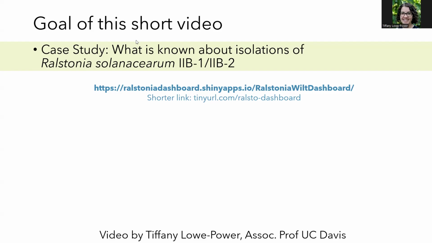This is the pandemic lineage that causes potato brown rot, and it's historically known under the name race 3 biovar 2. Okay, so I've pulled up the dashboard already.